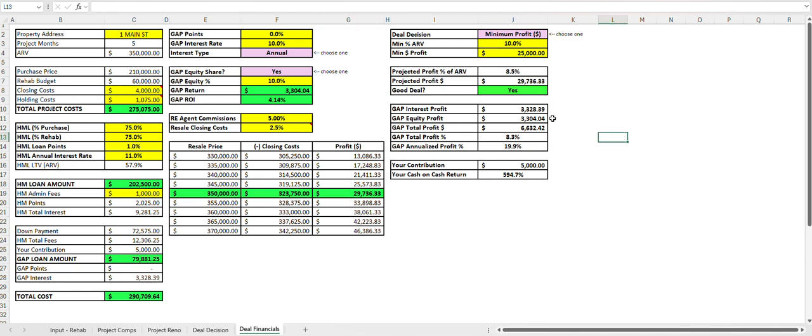So over here now, you see that you are paying $3,328 in interest. You are paying $3,304 in equity, or $6,632 in total profit over 5 months. That means that their total profit is going to be 8.3%, or over 5 months, about 19.9% annualized profit. And I always just throw this in for fun. You're contributing $5,000, but the total profit on the deal is going to be $29,000. So you have a 594%, not 594.7%, cash on cash return.